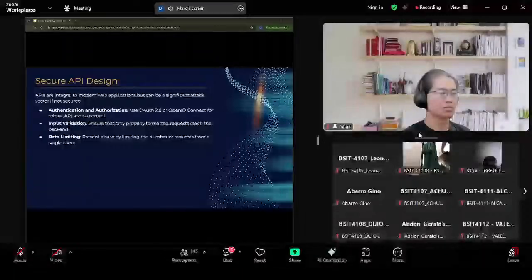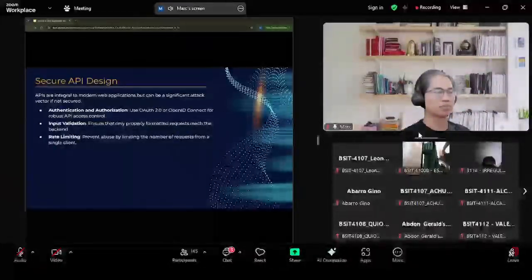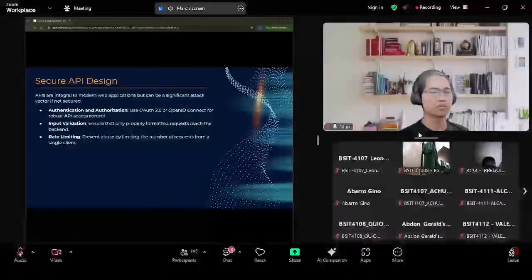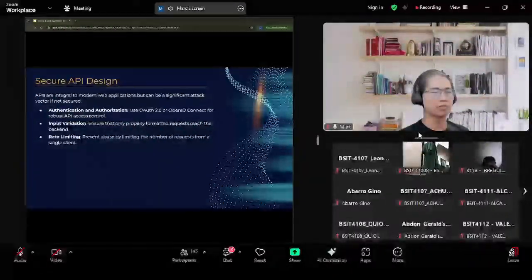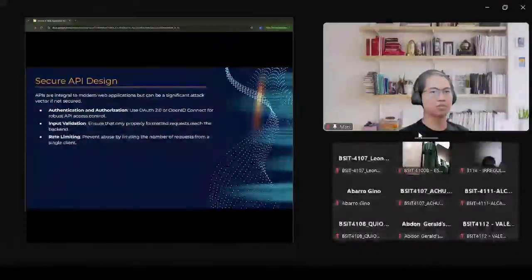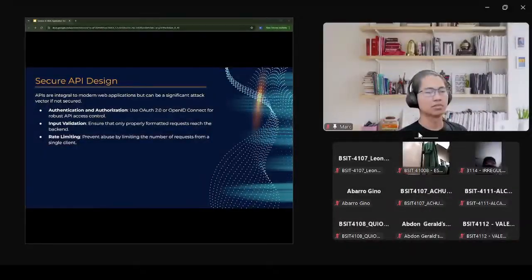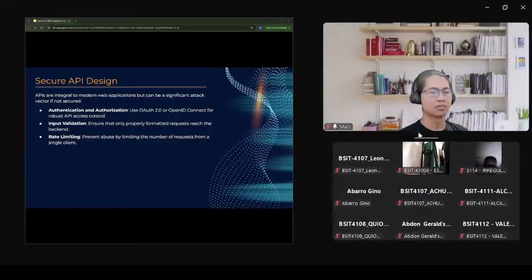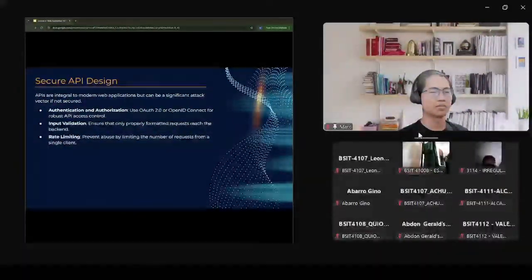Another example for best practice in securing API design is input validation. APIs should never trust client inputs. Implementing input validation ensures that only properly formatted and expected data is processed by the backend. Key strategies include whitelisting inputs. These define acceptable formats such as numeric-only fields or specific date formats.